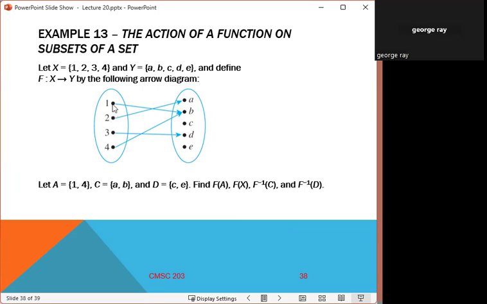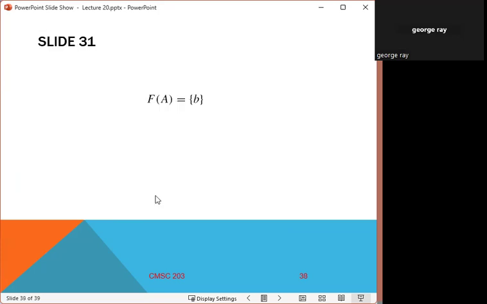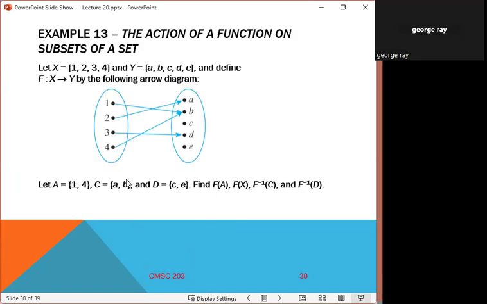So 1 and 4 both point to B in the codomain. Hence, the f of A is going to be B. And then f of X is going to be A, B, D. So X is this entire set, 1, 2, 3, 4, and it goes to A, B, and D, nothing to C and E.